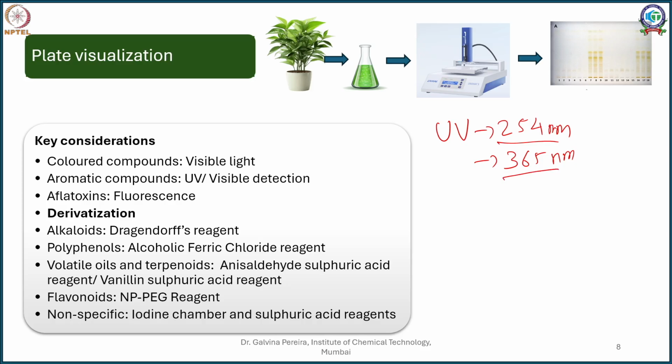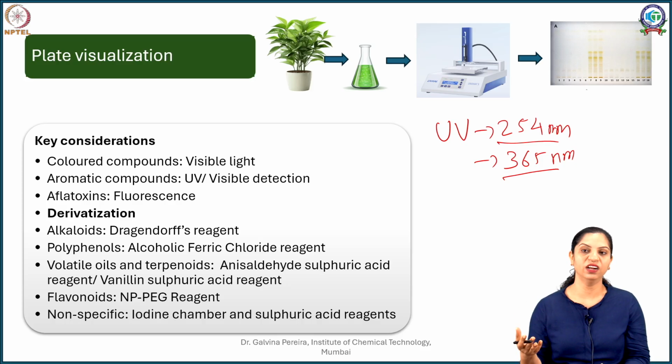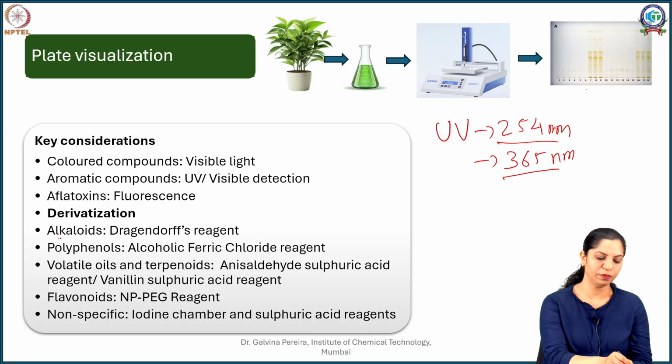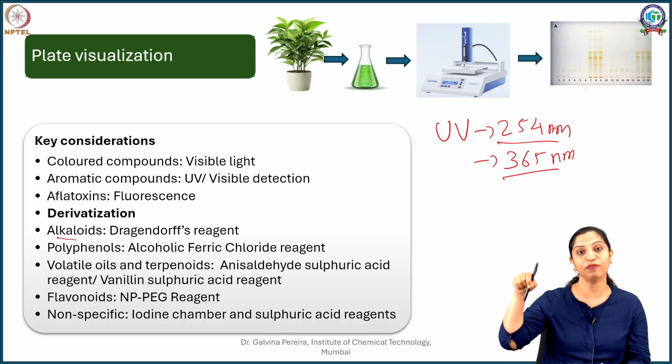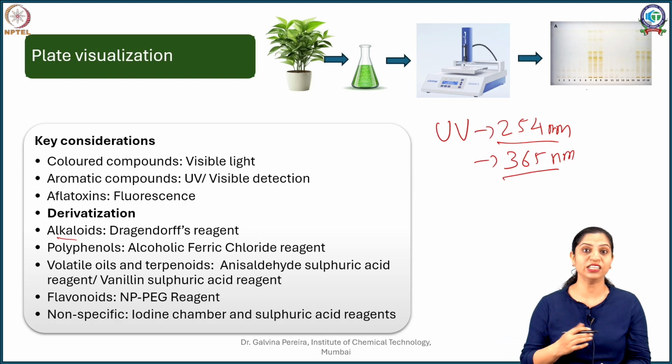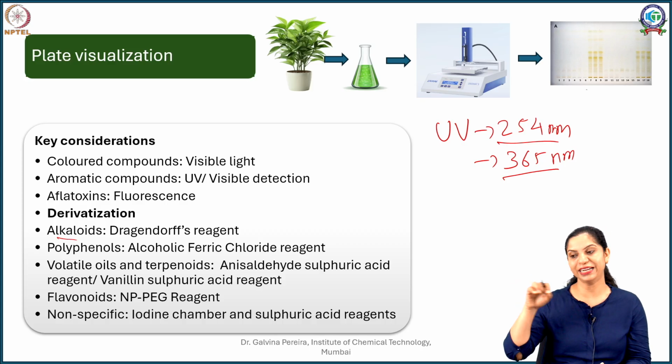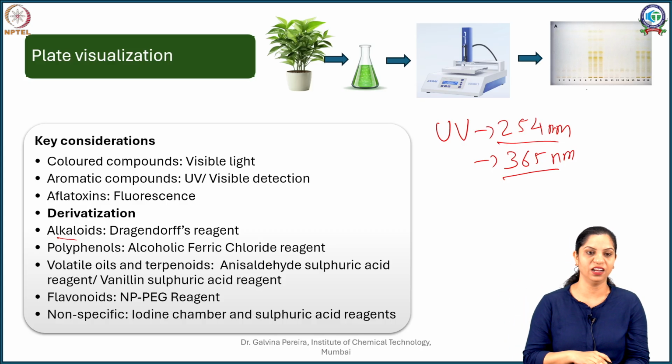Now despite this, a better way to see it under normal light or white light is derivatizing. So there are certain reagents which will react with your phytochemicals to give you different colors, and these colors can be seen visibly. Say for example your alkaloids, you remember we used Dragendorff's test. In the same manner, this same Dragendorff reagent, if I dip my TLC, will give you an orange color. For polyphenols, you remember you had your ferric chloride test for tannins. Similar plate, if you dip in, all your tannin bands will become bluish green in color.